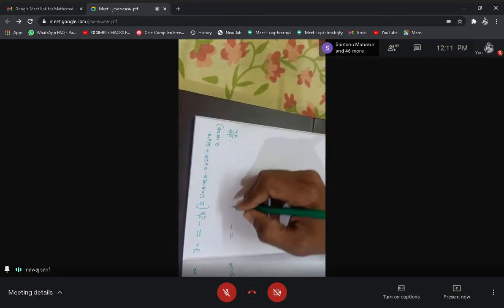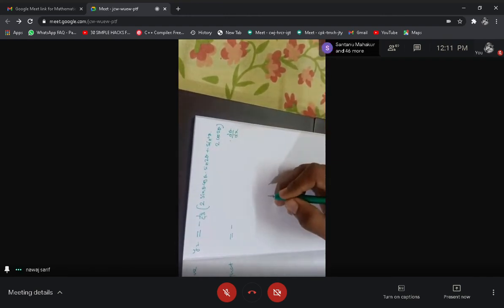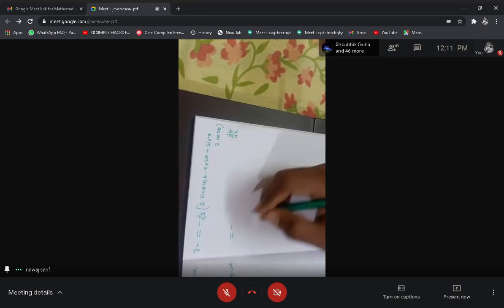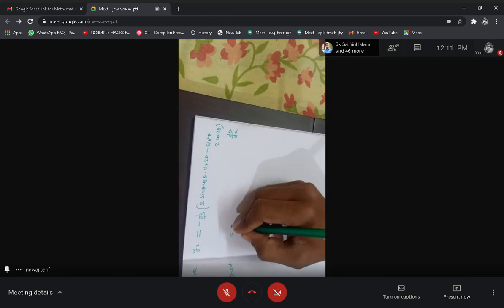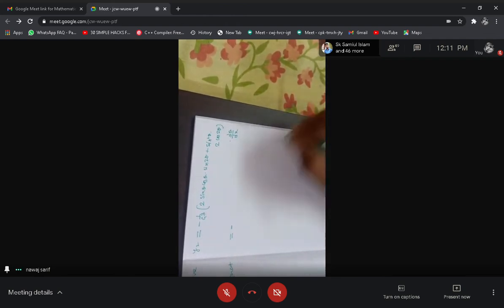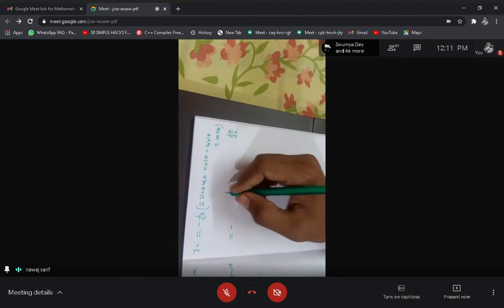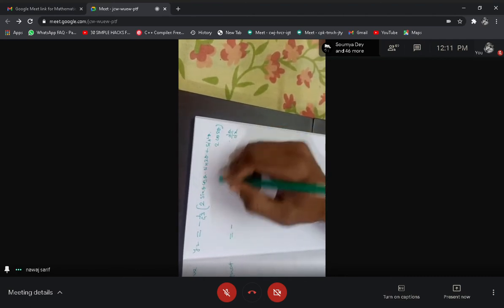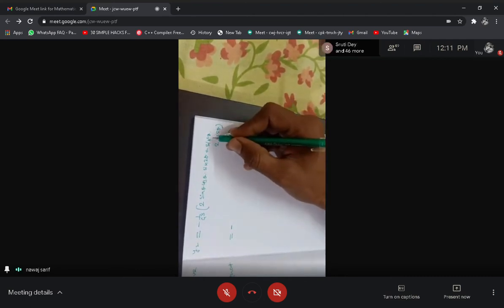Then you can take 2 sine theta, minus, you can take this one, sine square theta.